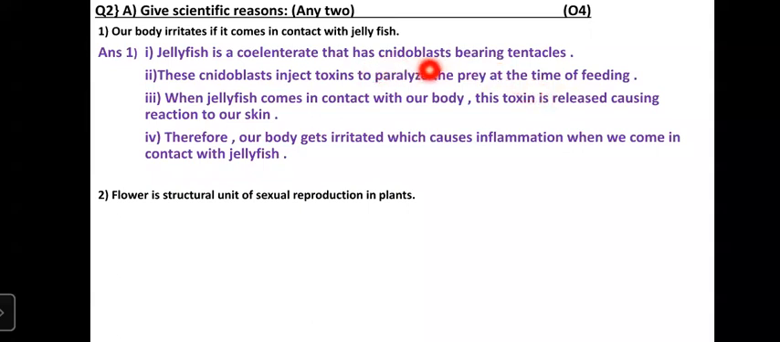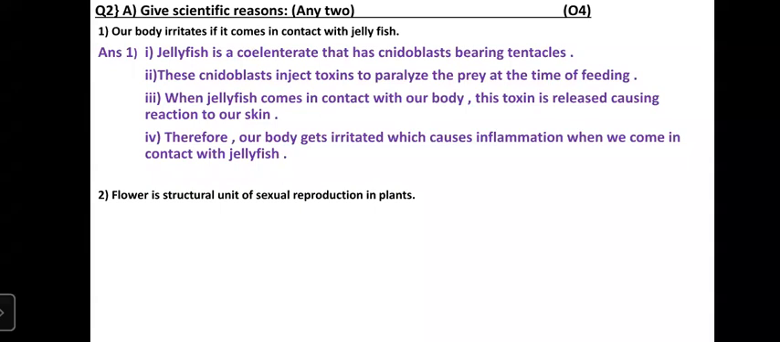So what is the function of cnidoblast? It injects toxins into the prey. Third point, when jellyfish comes in contact with our body, this toxin is released, causing a reaction on our skin. Fourth point, therefore, our body gets irritated, which causes inflammation when we come in contact with jellyfish. Sometimes we humans come in contact with jellyfish. During that time, the jellyfish stings us with the cnidoblast, which releases toxins. Due to these toxins, it causes a reaction in our body or skin, because of which our body gets irritated, resulting in inflammation. These are the 4 expected points of the question.